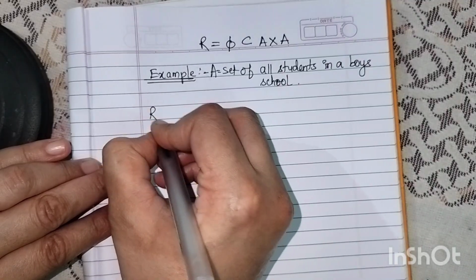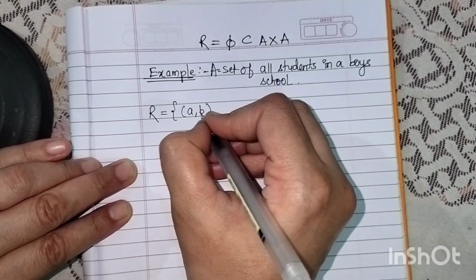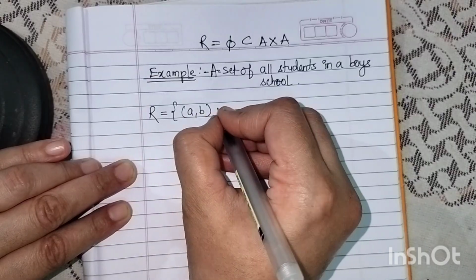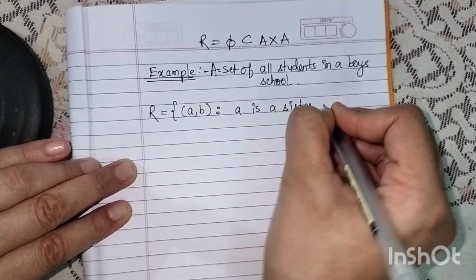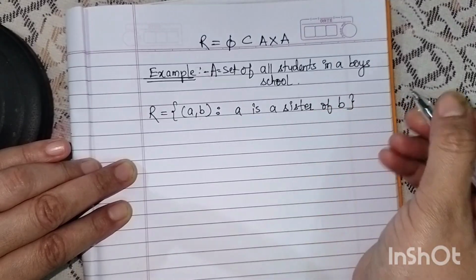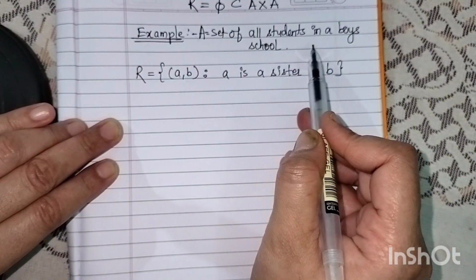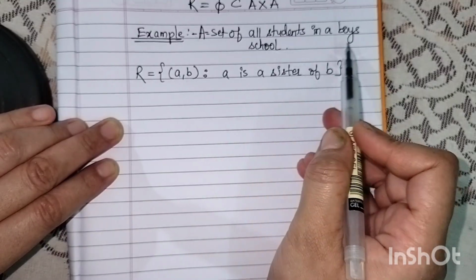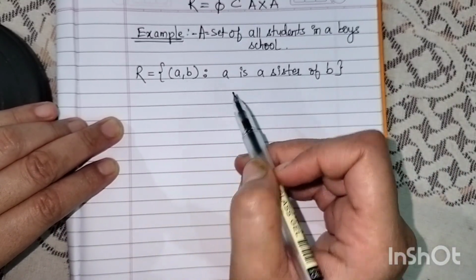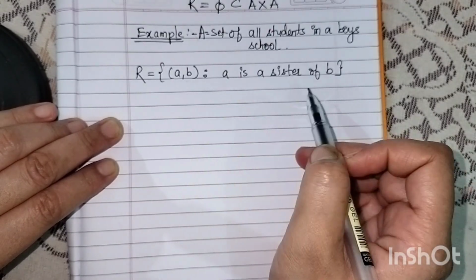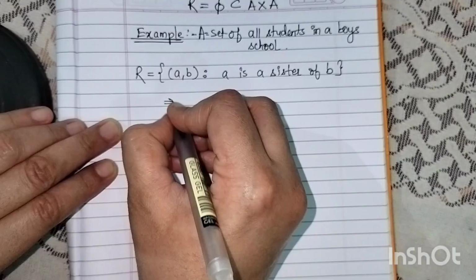Okay. Now A is the set of all students in a boys school. Now you have to set a relation R between the elements of the set A. A, B, these A, B are students, such that A is a sister of B. So as you can see, set A is actually the set of all students in a boys school. So all are boys in that school, and we set a relation between the students that A should be a sister of B. So it is not going to be possible. So that means this relation is going to be empty.